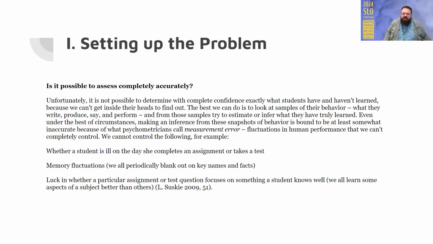Even under the best circumstances, making an inference from these snapshots of behavior is bound to be at least somewhat inaccurate because of what psychometricians call measurement error, fluctuations in human performance that we can't completely control. We cannot control the following, for example, whether a student is ill on the day she completes an assignment or takes a test, memory fluctuations. We all periodically blank out on key names and facts. Luck in whether a particular assignment or test question focuses on something a student knows well. We all learn some aspect of a subject better than others.